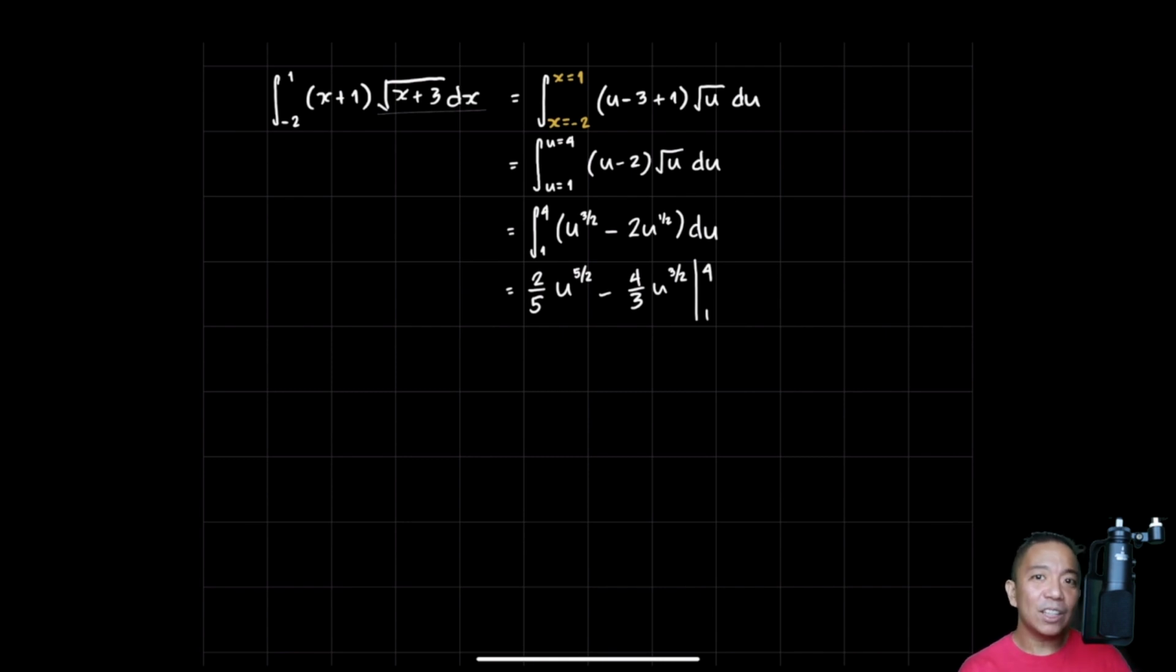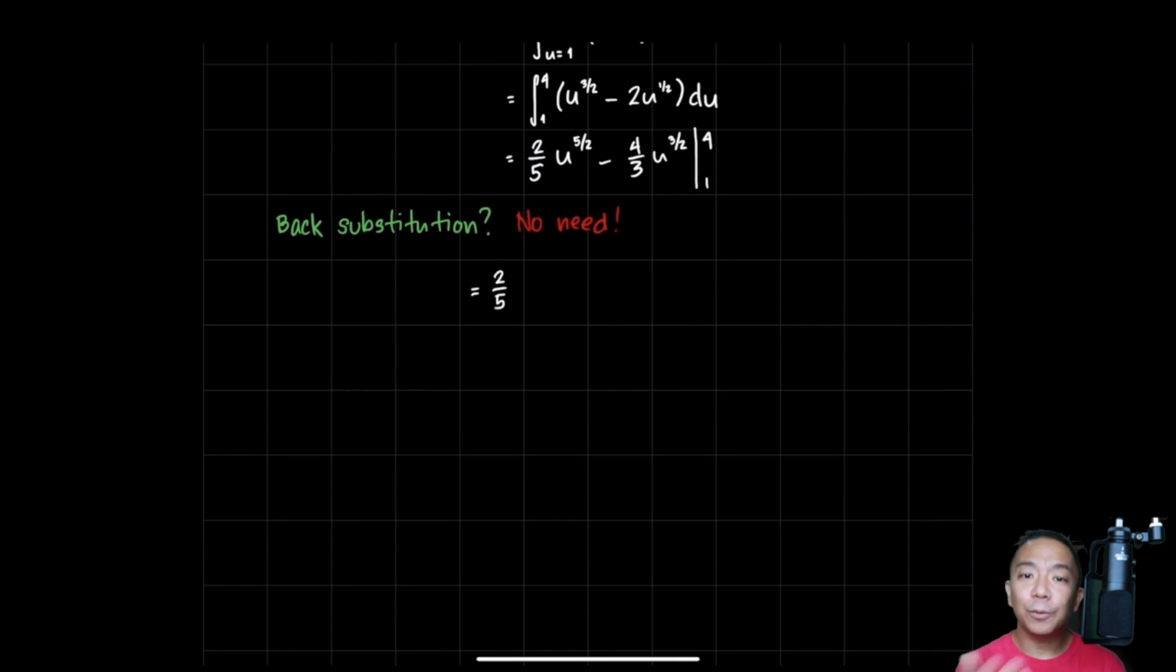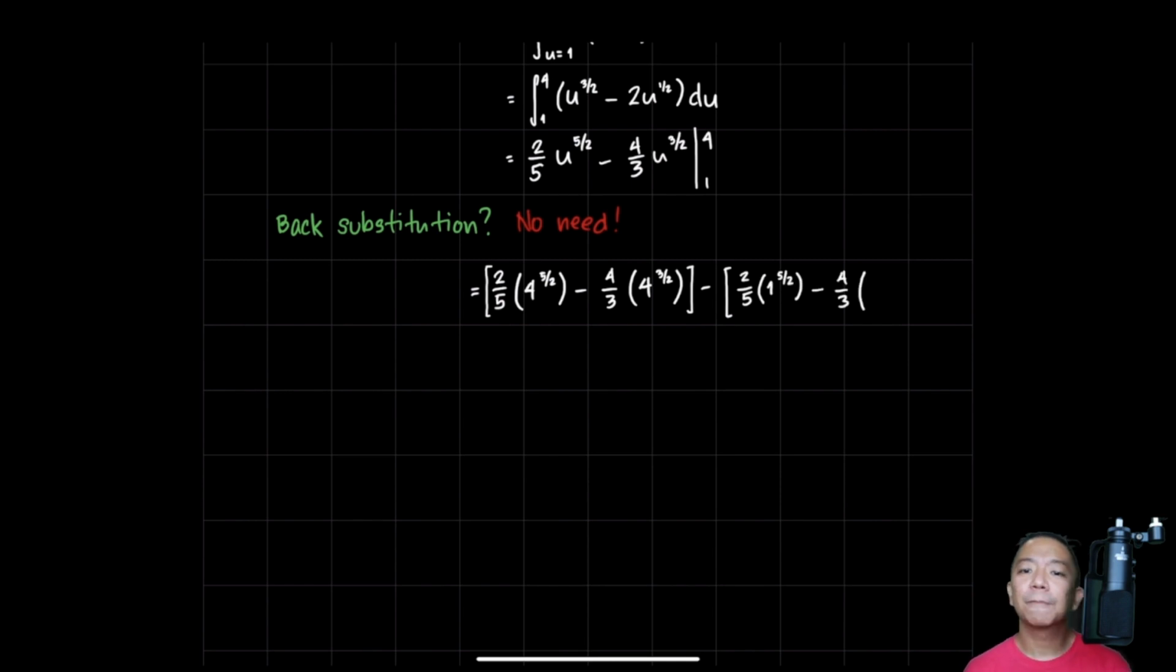Pero note natin, no, na yung limits of integration natin, yung -2 to 1, switch na rin natin sila sa u eh. So do we actually need to back substitute? Hindi na. Kasi we could just evaluate our result using yung bagong limits of integration, yung 1 to 4. And that should work. So, hindi ko na to iisa-isahin.